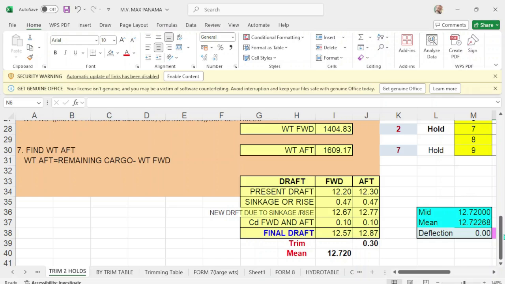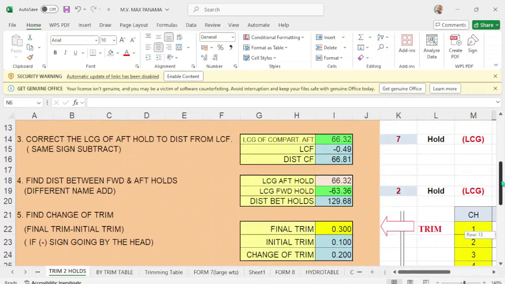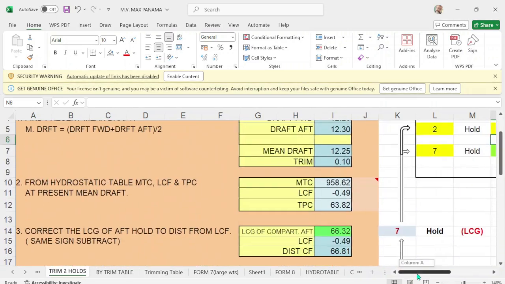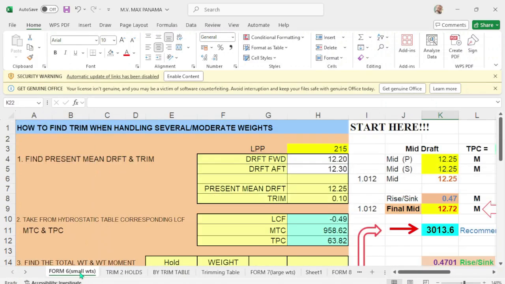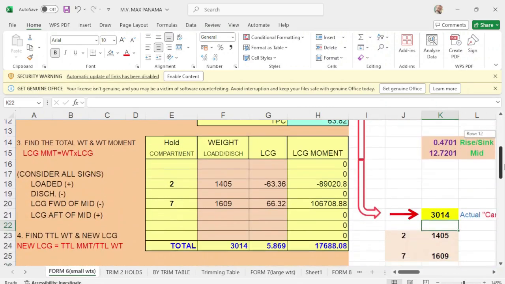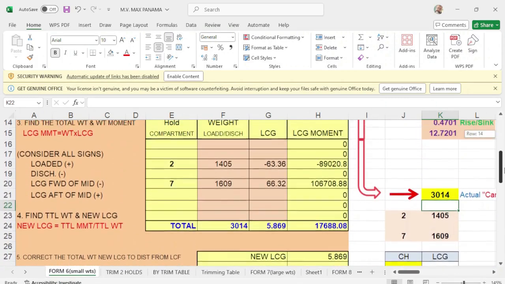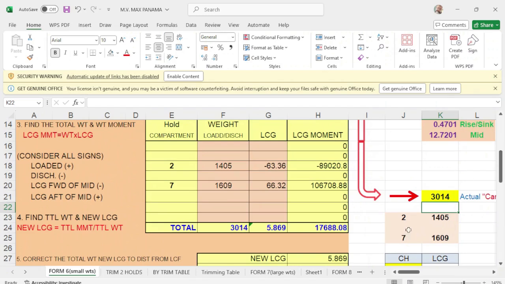Okay, first things first, since this is hold number 2, cargo hold number 2. So take note that our cargo to load in number 2 is 1405 and number 7 is 1609. So we go back to form 6 and I scroll down. Take note that in hold number 2 I will load 1405, which is this one, and number 7 is 1609, which is this one.